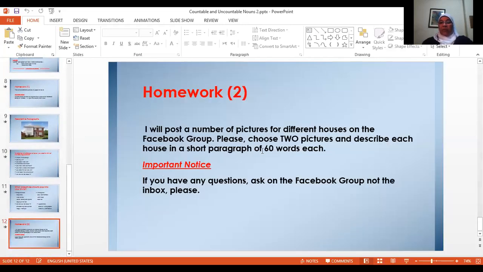And then when you finish this, your second homework is that I will post a number of pictures of different houses on the Facebook group. Please choose 2 pictures and describe each house in a short paragraph of 60 words each. Each house, you are going to describe in 60 words, each house, not the 2 houses together. And if you have any questions, please ask me on the Facebook group and not on the inbox, please.